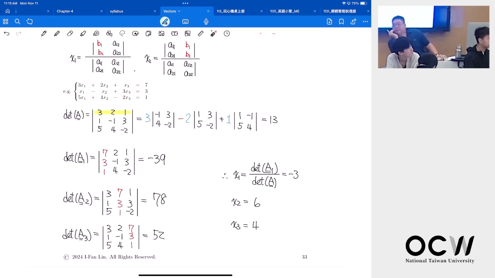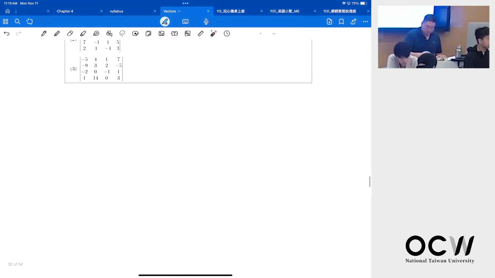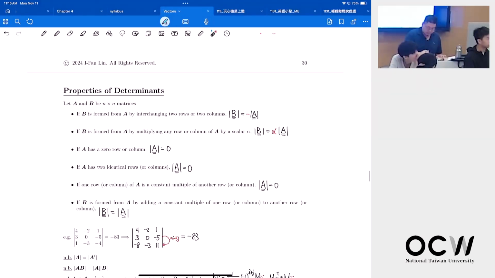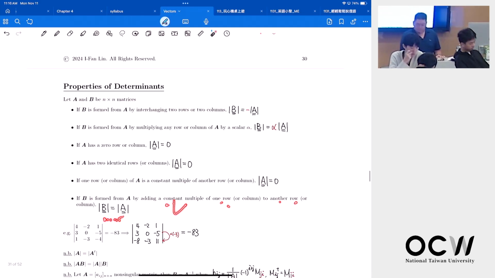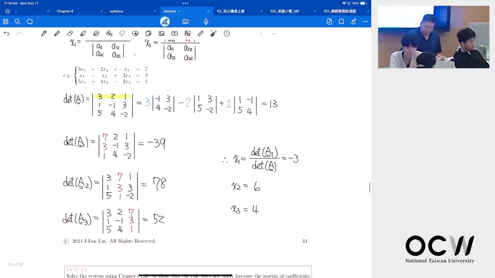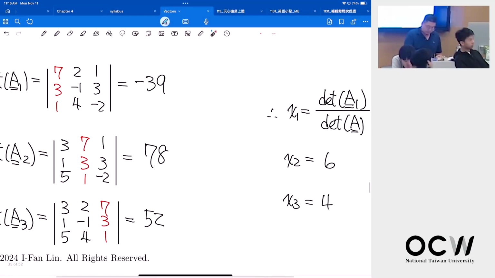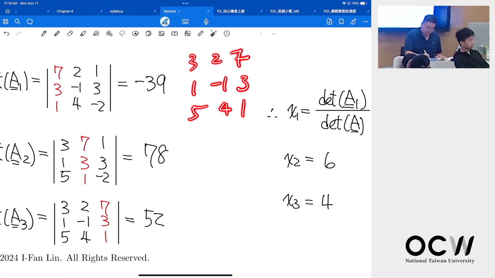Explain more about what? The Gaussian? Yep. Because for the properties, you see the properties. The last one: adding a constant multiple of one row to another row, the determinant is the same. Okay, so using this one back to here, for example, for this one, 3, 2, 7, 1, minus 1, 3, 5, 4, 1.